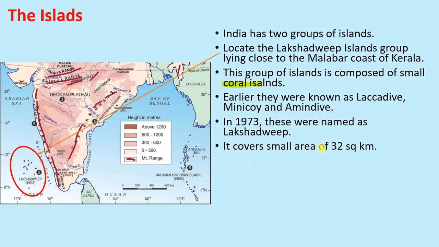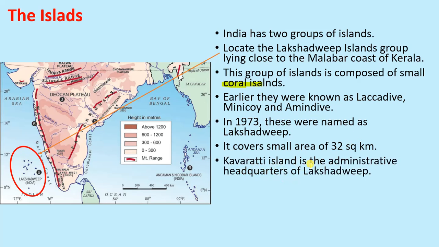It covers a small area of about 32 square kilometers. So you can understand how small the area of these islands is. Very small islands, scattered. Kavaratti Island is the administrative headquarters of the Lakshadweep. This island group has great diversity of flora and fauna. As there are different islands, there is variation seen in the flora and fauna found there.